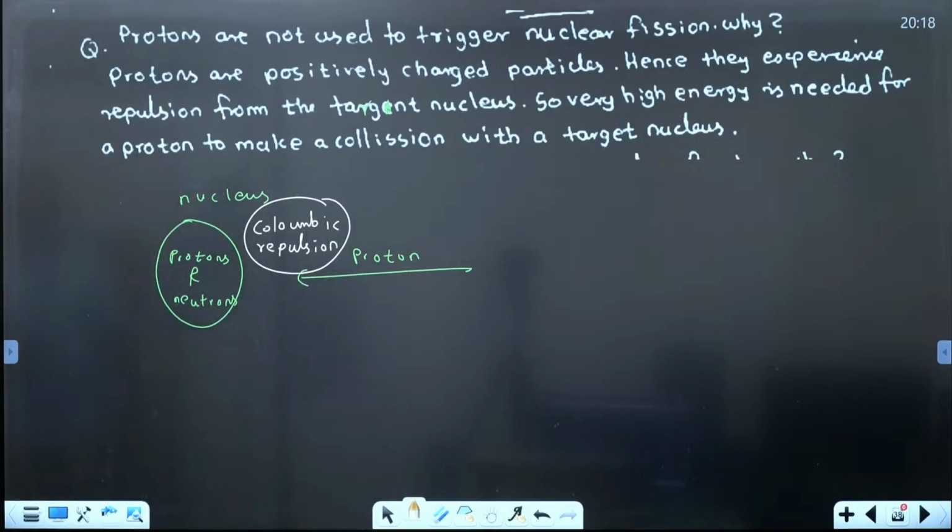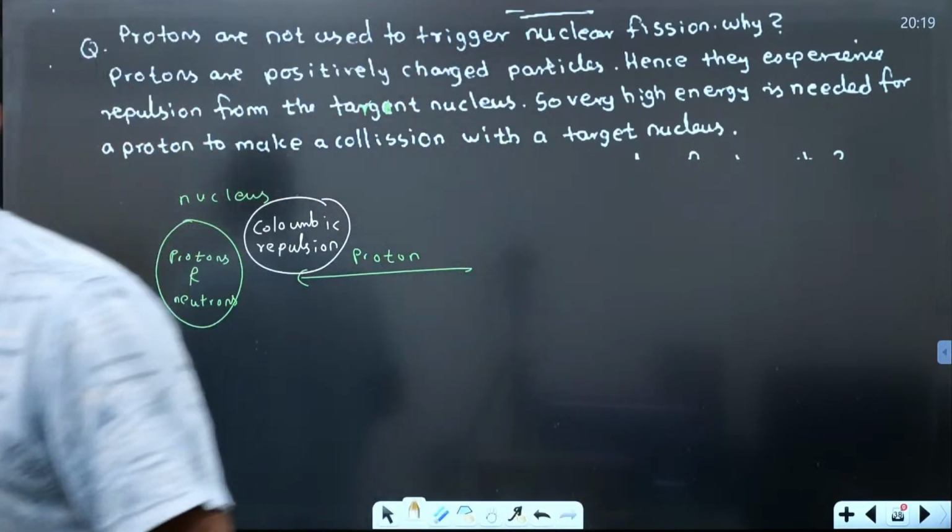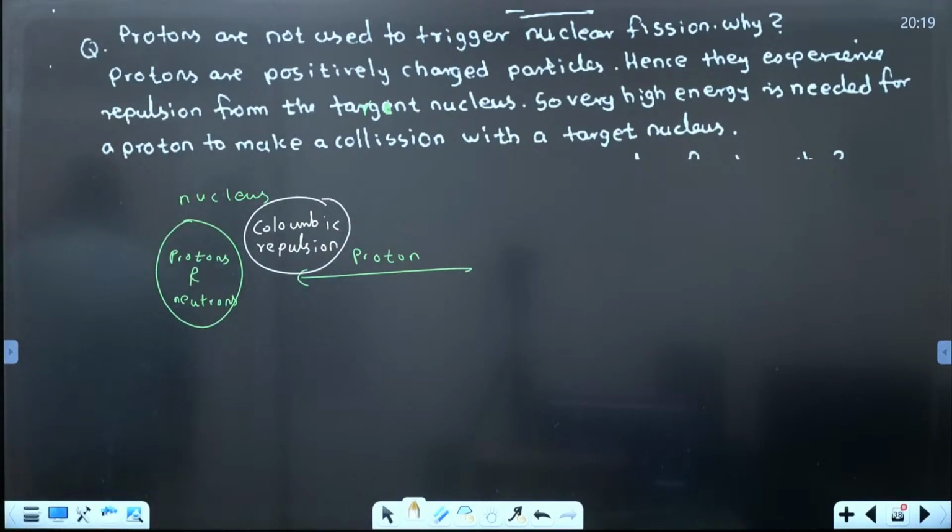I think I have discussed that in the previous class, because I told you it is not easy to conduct nuclear fusion. Why? Because two nuclei will have protons. There will be proton-proton Coulombic repulsion. So you have to spend extra energy to overcome this Coulombic repulsion.